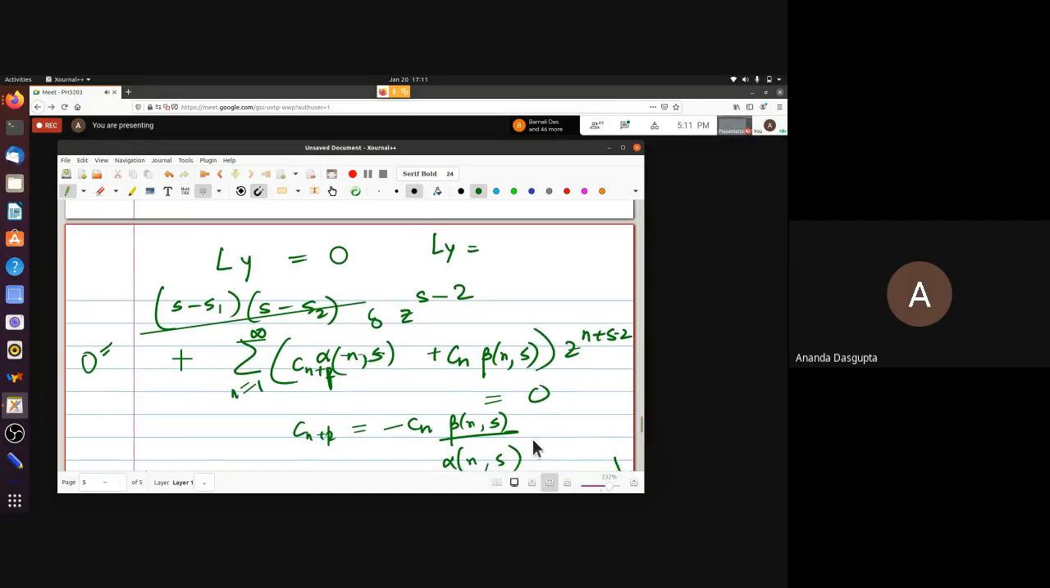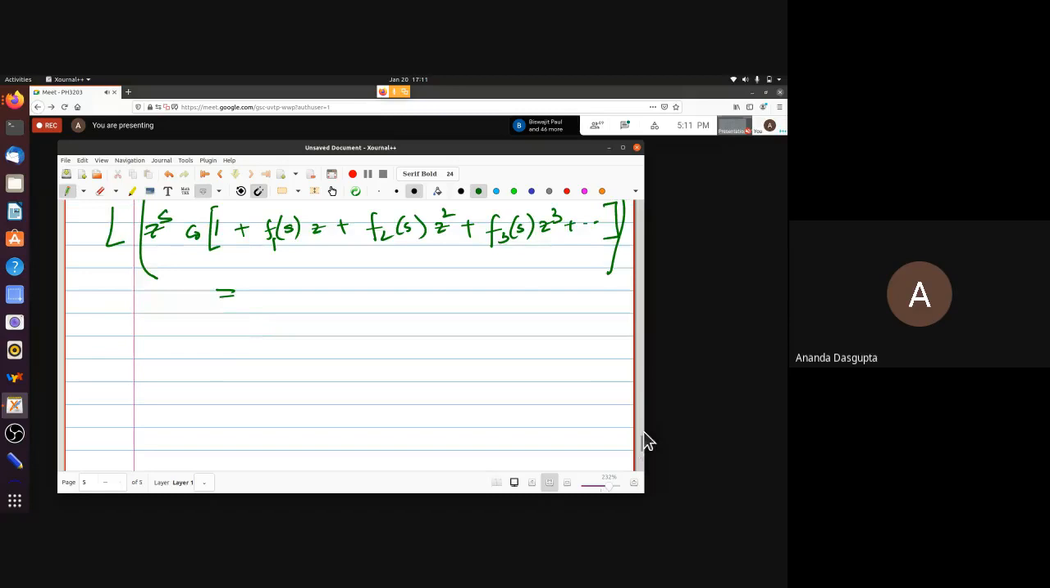I said that I'm going to satisfy these recursion relations, which means all these are going to be 0. The only term you're going to get at the end of the day is, sorry, not S into S minus 1. What you're going to get is S minus S1 into S minus S2 into C0, Z to the S minus 2. Does everybody agree about this? Yes or no?